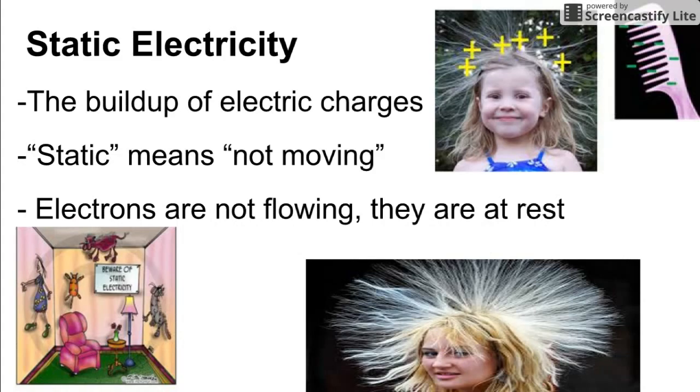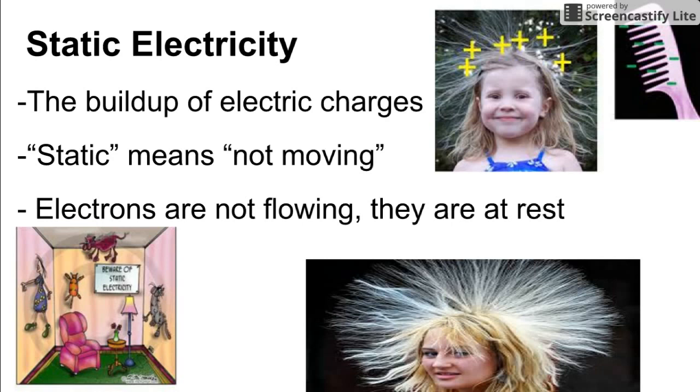Now, static electricity is something you probably are all familiar with. You have this anytime you are walking across the carpet and you grab a doorknob and you get a slight shock. Or you do it on purpose and rub your feet on the floor and then walk over to your sibling and touch them and they get a little jolt.